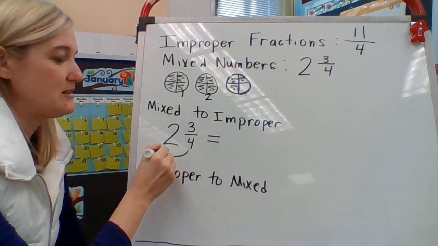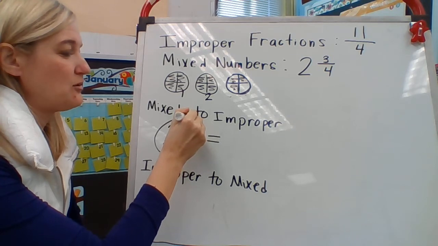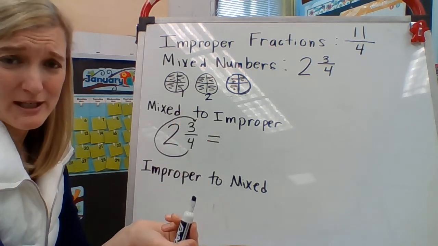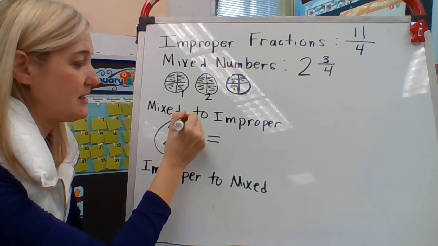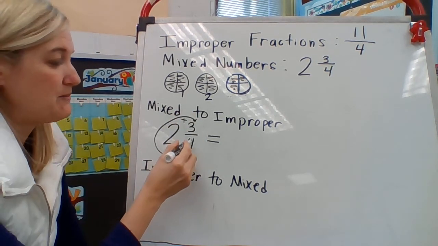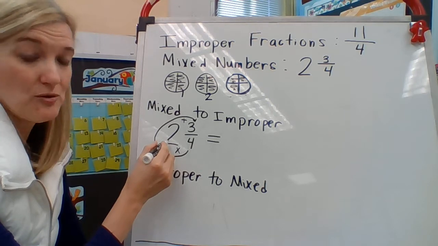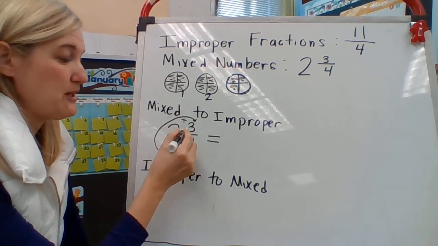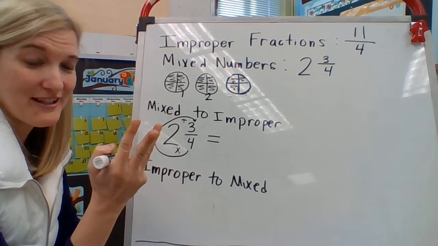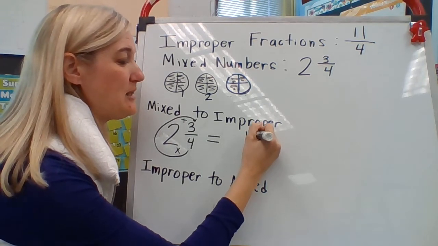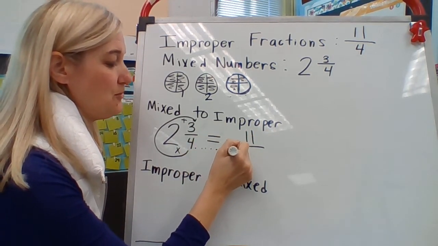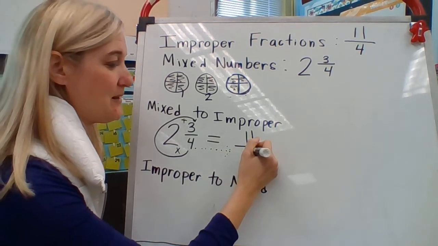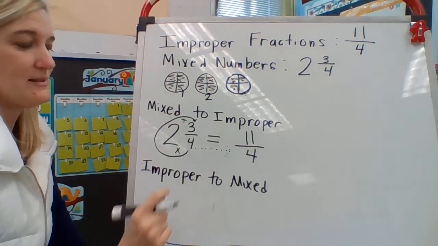When I change mixed to improper, I do this little wheel. Not really sure why I do it, it helps me. I put a times here and a plus here. I'm going to multiply 4 times 2, which is 8, plus 3 more: 9, 10, 11. 11 is my numerator. My denominator stays the same because there were still only 4 pieces.